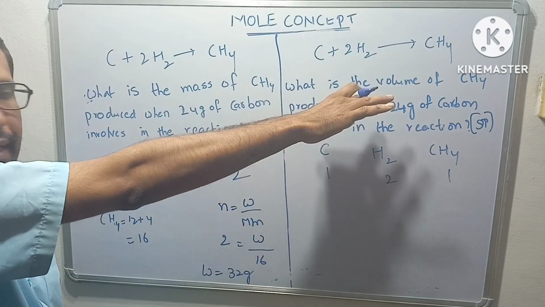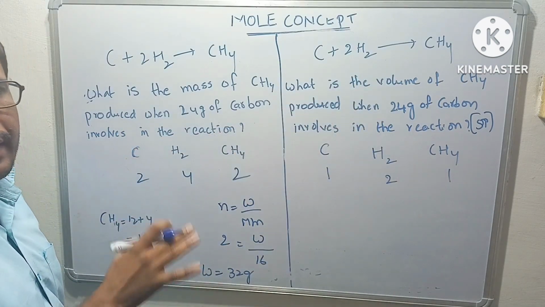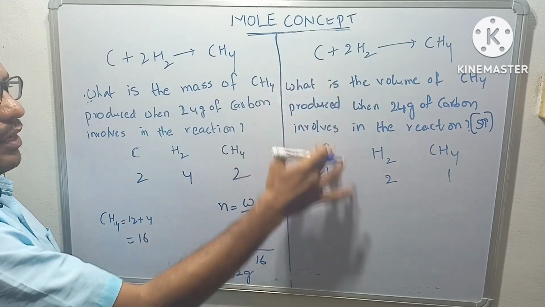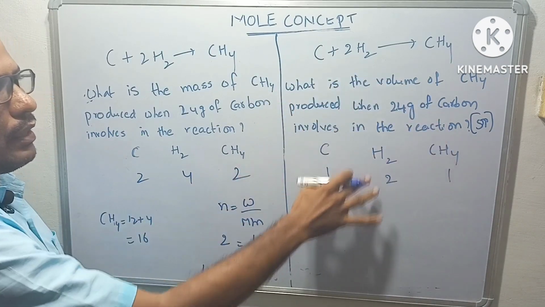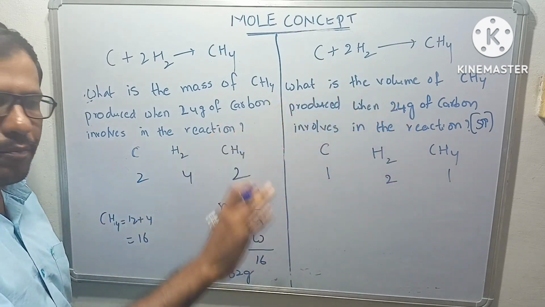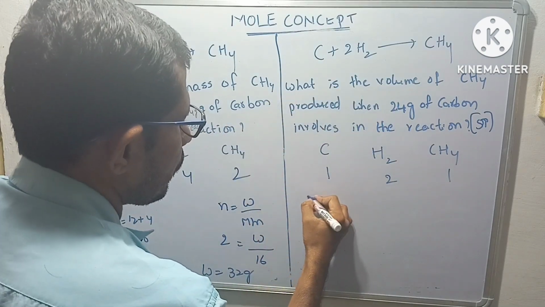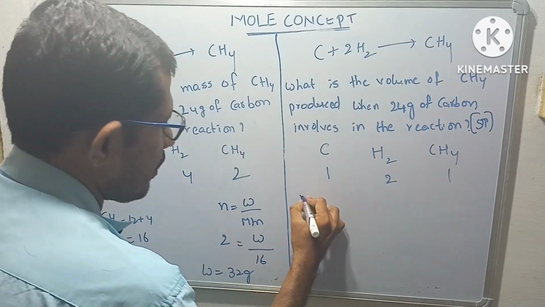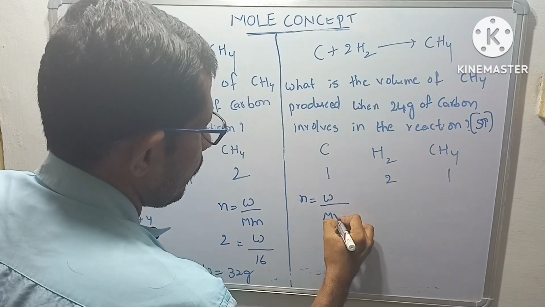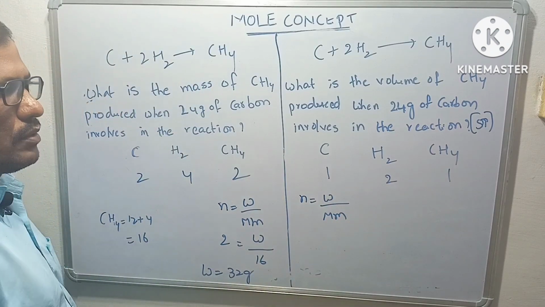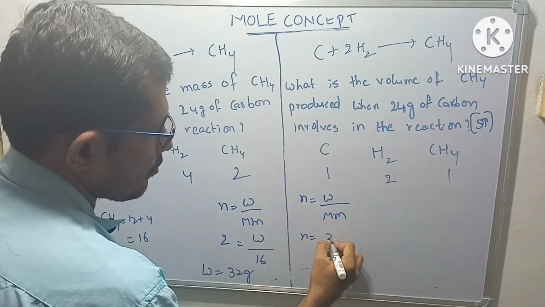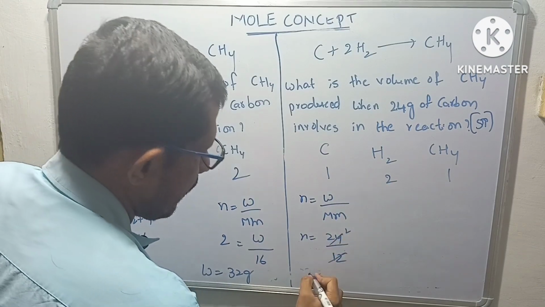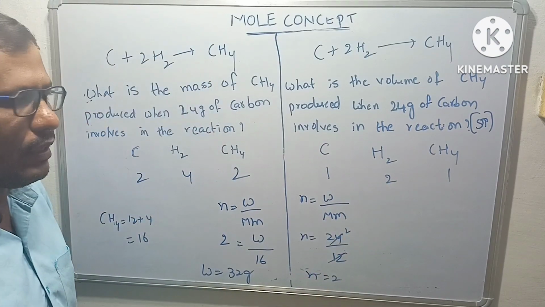Now we need to calculate the volume of the methane. So again here, carbon, write the moles 1 to 1. He has given the weight of the carbon. So the weight of the carbon is 24 grams. We need to convert it into the moles. So what is the formula we have again? n equals mass by molar mass, right? So he has given 24 grams of carbon. Molar mass of carbon is 12. So again we are getting 2 moles.